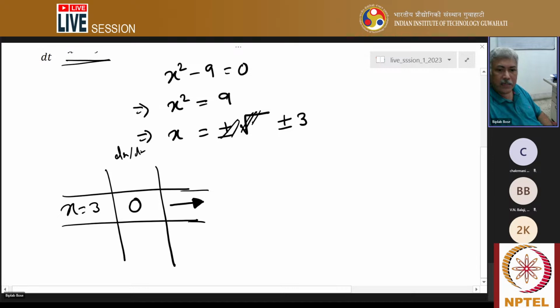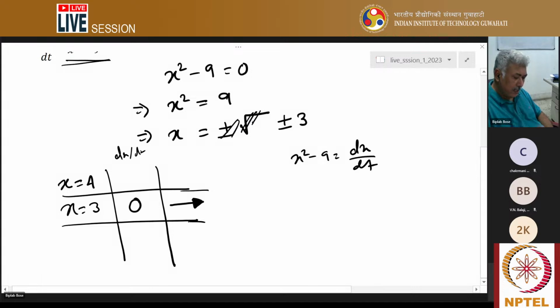Now, above this x equal to 3 row, on the top row, I will take a value slightly bigger than x. Slightly bigger will depend upon you how big you take, but take it judiciously. In this case, I will take 4. So if x equal to 4, then what is dx dt? x square minus 9 equal to dx dt. So 4 square minus 9, it will be a positive value, 16 minus 9. Positive value means my arrow will be pointing up.